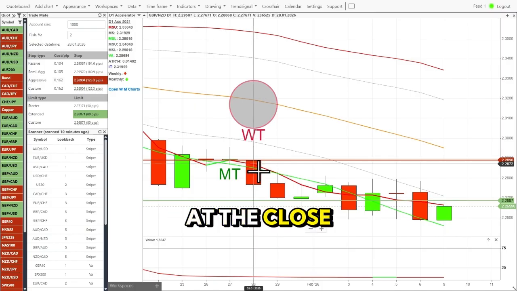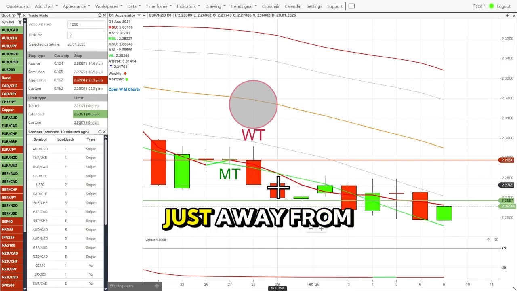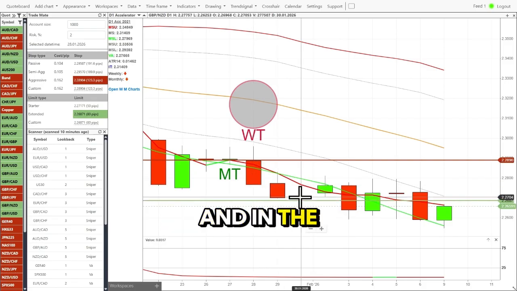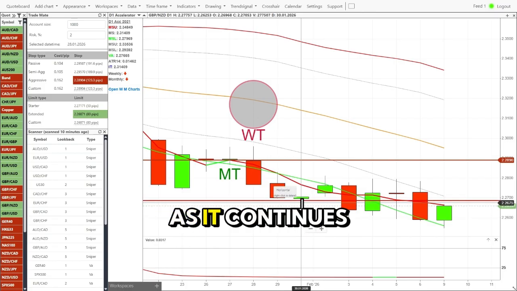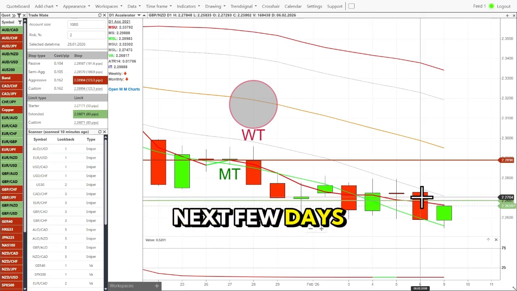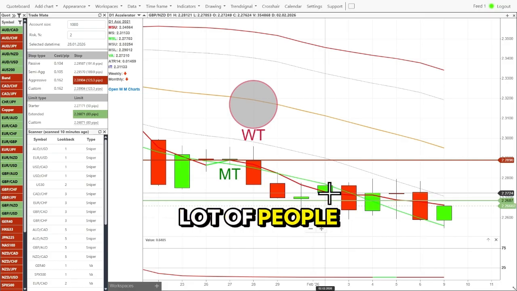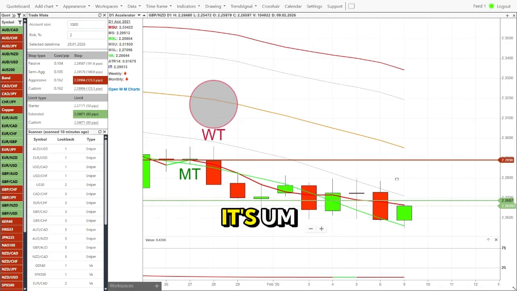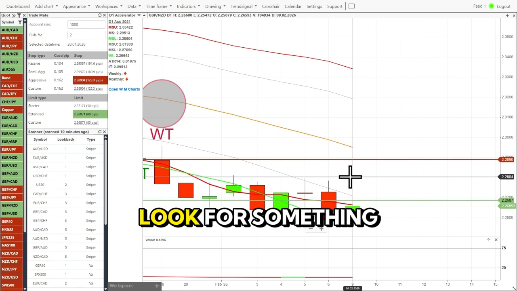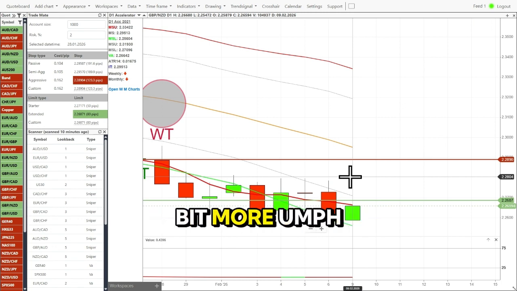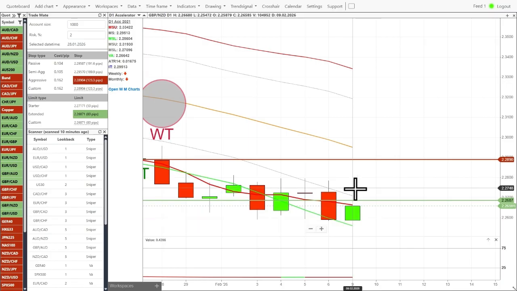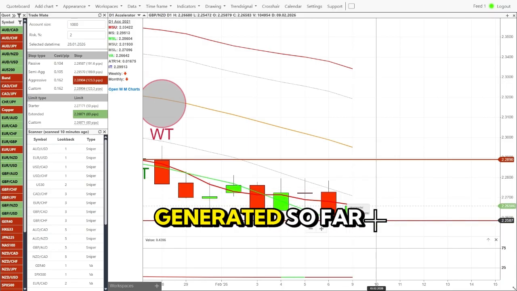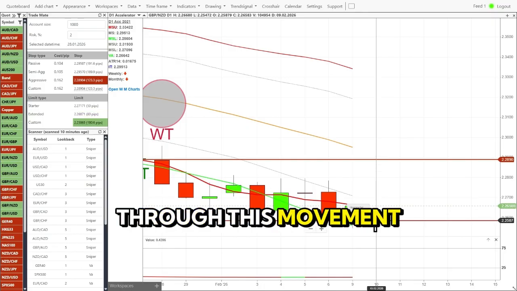So we enter at the close of this candle. We move down just away from our target. And in the course of the next day, we pop through, come out while the market tests this level as it continues to do so over the next few days. Now, personally, I think a lot of people would have stopped the trade there just because it's running out of momentum, and you could look for something a little bit more interesting with a bit more oomph. But there will be people out there who for some reason or another decided to continue this trade a little bit further.